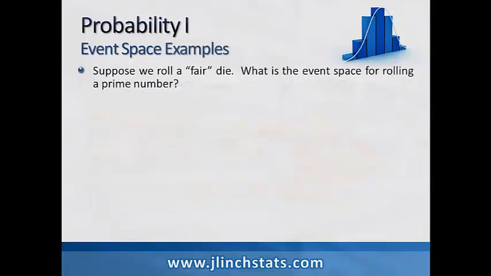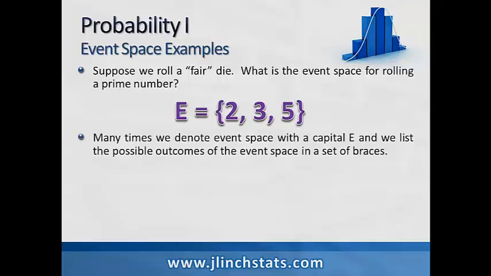Suppose we roll a fair die. What is the event space for rolling a prime number? Now once again, the event space is a subset of the entire sample space. We've narrowed our sample space down in this particular event space by looking at rolling a prime number. So my event space here would be the possible rolls of 2, 3, or 5, since these are the only prime numbers in my sample space. Many times we denote event space with a capital E, and we list the possible outcomes of the event space in a set of braces.